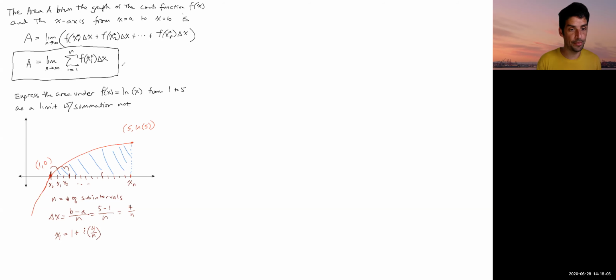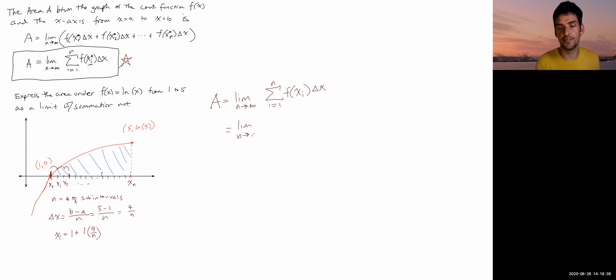So we're trying to remember how to write something using this formula. I've now got my delta x. I've also got x sub i. x sub i star is any point in the interval, and I'm choosing the right endpoint. So that means the area we're talking about is going to be the limit as n goes to infinity of the sum, i equals 1 to n, of f of x sub i times delta x.